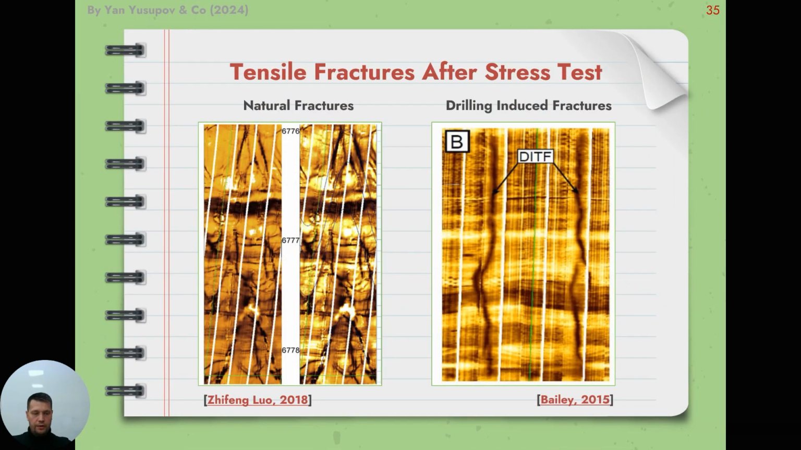This is another picture, and you can see here a natural fracture and a drilling-induced fracture. In a natural fracture microimager picture, there are very many random fractures. As for drilling-induced fractures, there is usually one or a couple of them, and they are usually vertical.